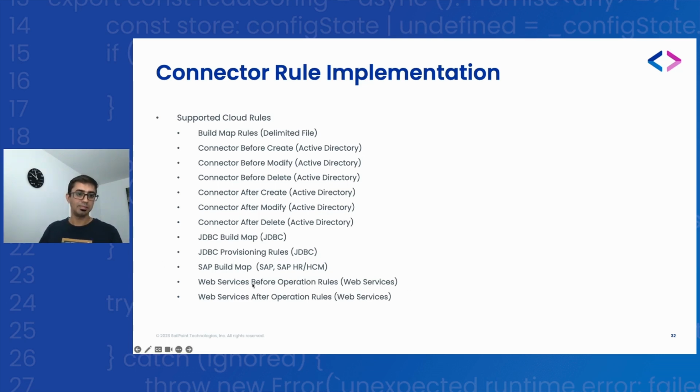Similarly, we have SAP build map and web service before operation and after operation rules. These are used if you need to modify some of the request object specifically for the web service connector. The before operation is if you need to modify something before the provisioning operation, and the after operation is if you need to modify something after the operation. It could be during the aggregation or during the operation.